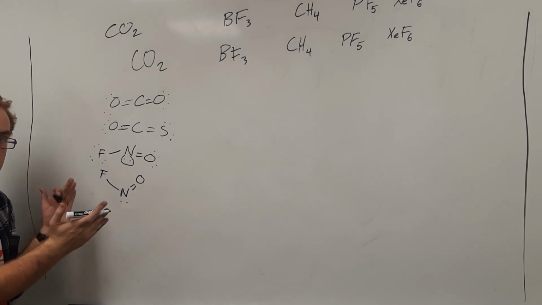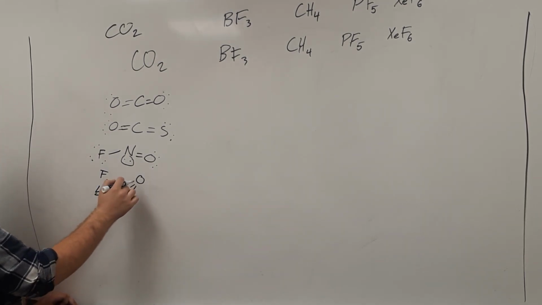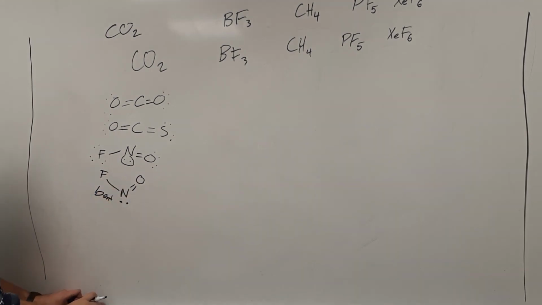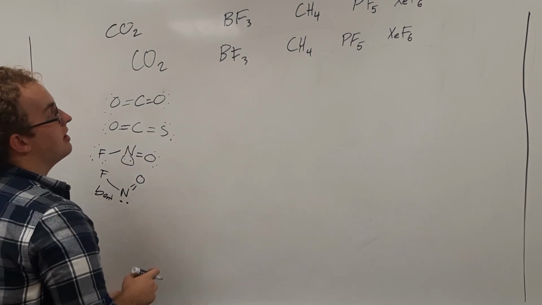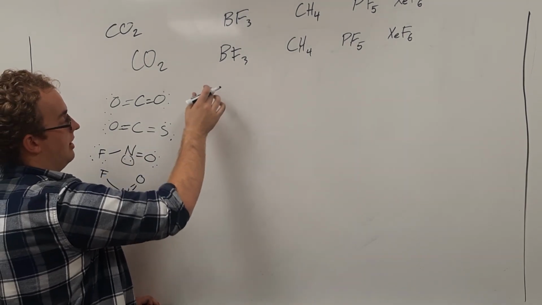This is a bent shape. This is bent. You can know because it has two bonds and there are lone pairs on the central one that's making it bend like that. So now let's come over to this next geometry.